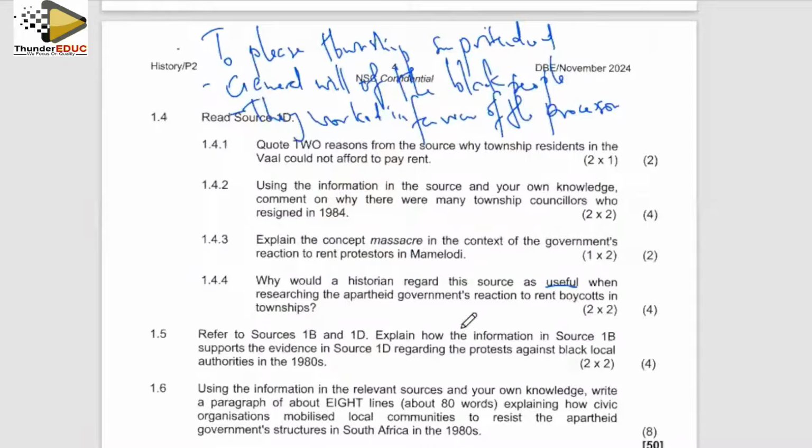We go to refer to sources 1B and 1D, explain how the information in source 1B supports the evidence in source 1D regarding the protests against black local authorities in the 1980s. Right, what we want to check here is how the information in those two sources supports each other. Source 1B supports evidence in source 1D. So we are saying what is common in those two sources? What is similar? What information is corroborating between those two sources? So we have to find information in source 1B and also find information in source 1D, which appears the same or which is common.